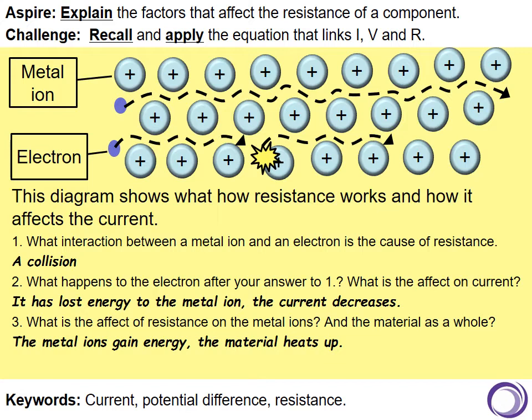What happens to the electrons after your answer to question 1? What is the effect on the current? Well, the electrons have lost energy to the metal ion, which means that the current decreases. So the more collisions there are, the less current there is. And point 3, what is the effect of the resistance on the metal ions and the material as a whole? Well, the metal ions during these collisions gain energy, and in this particular case the material will heat up eventually.